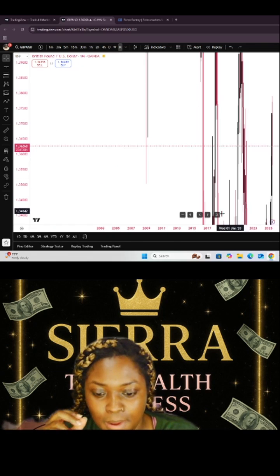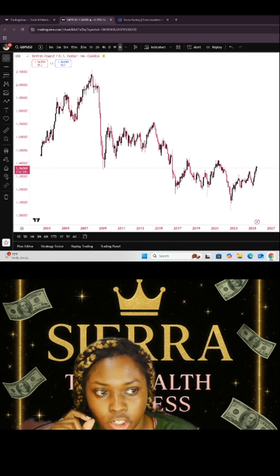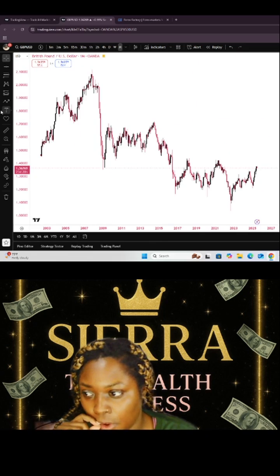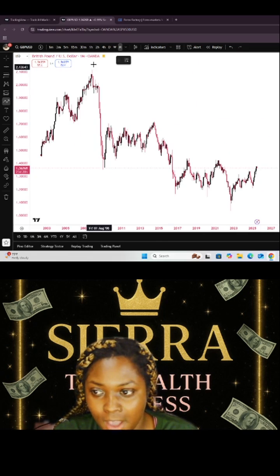So I come up to my monthly time frame to give an overall picture of what's going on, okay? And overall, I can mark structure, right? I have a high here and I have a low here.